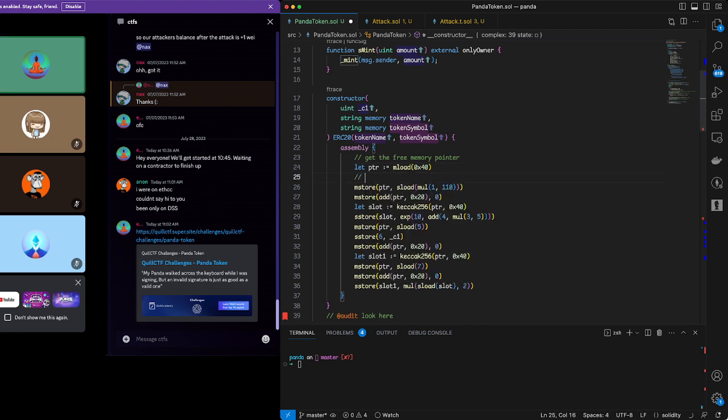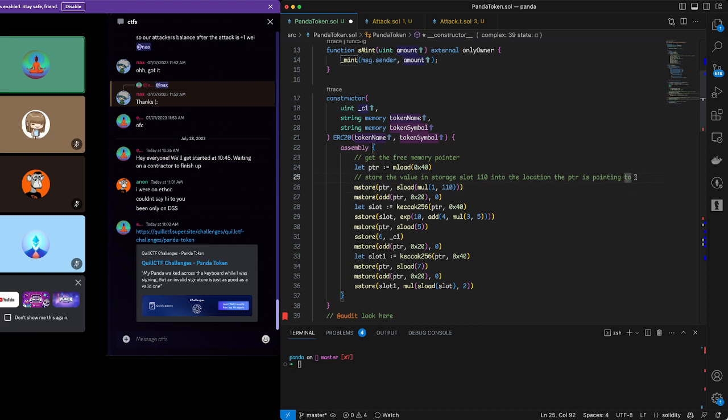Then the second line is saying, well, Copilot is close, but store the value in slot, let's say storage slot 110. Multiply 1 times 110, so 110. So you're basically just saying S-load the value at storage slot 110 into, well, not into the pointer, but the location the pointer is pointing to.